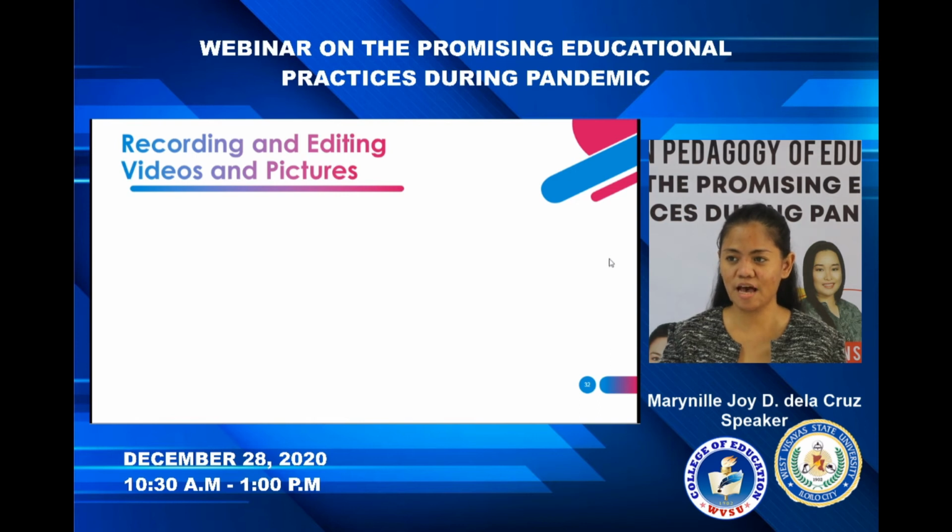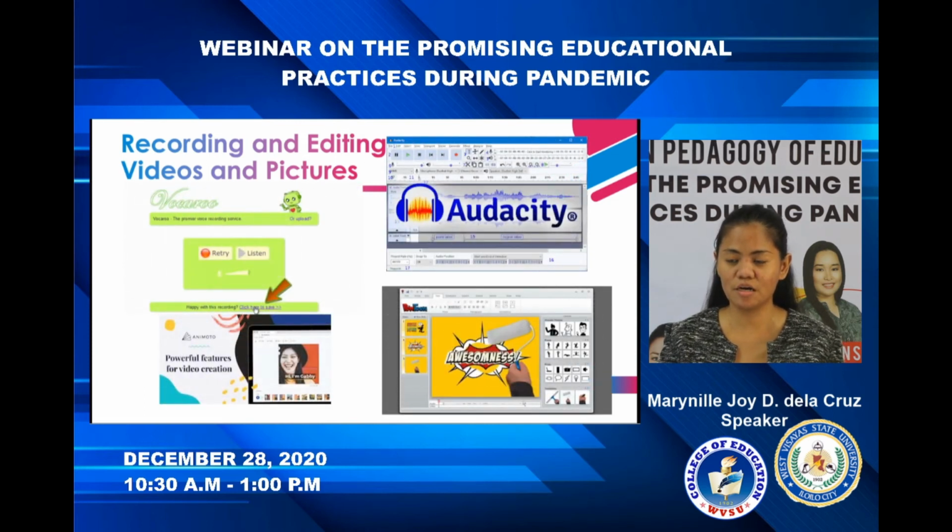So here is an example of a tool for recording and editing videos, pictures, and sometimes making animated video presentations. So examples are Vicaro, Alimoto, Audacity, and Photon. My personal preference is using Photon because this tool has plenty of animated pictures, fonts, or graphics to choose from in creating a video presentation.